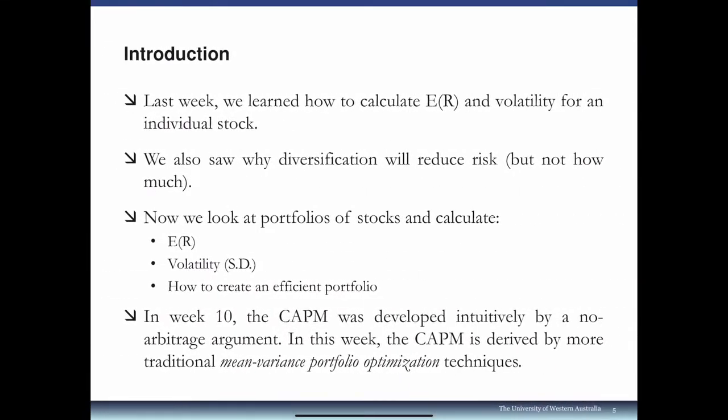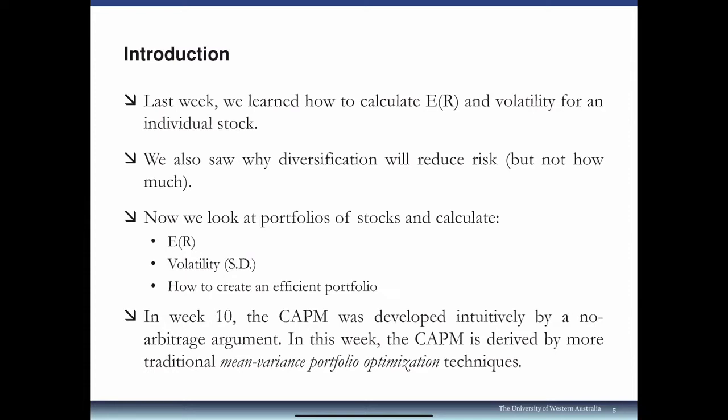All right. So last week we learned how to calculate expected return and volatility for an individual stock. We learned how to calculate that when we know the distribution, using a formula to calculate expected value and variance, and the square root of variance is volatility. We also learned how to calculate the mean return and standard deviation based on past observations. But that's done in the framework of an individual stock.